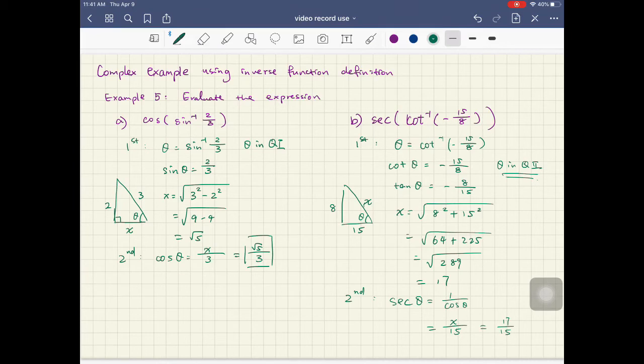However, we do need to take into consideration that theta is in quadrant 2. When theta is in quadrant 2, cosine is negative. So secant is also going to be negative. So the final answer is negative 17 over 15.